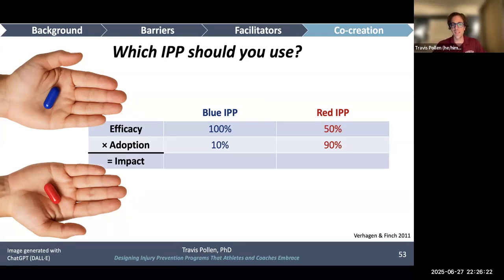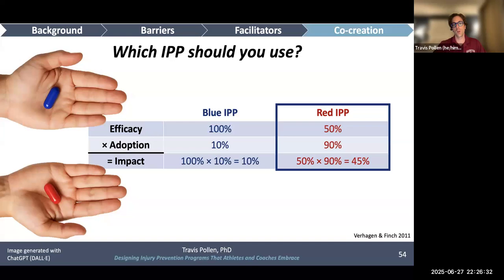So we want to think about what is the impact of each of these programs and which one should we use. So if you just do a simple back of the envelope calculation and multiply the efficacy times the adoption, then what we find is that the impact of the blue program is only 10%, whereas the impact of the red program is 45%. So even though our program is half as effective, even though that efficacy is lower, if way more people are willing to adopt it, then that's going to have a greater impact. So the bottom line is that the best program is the one that the athletes will actually do.